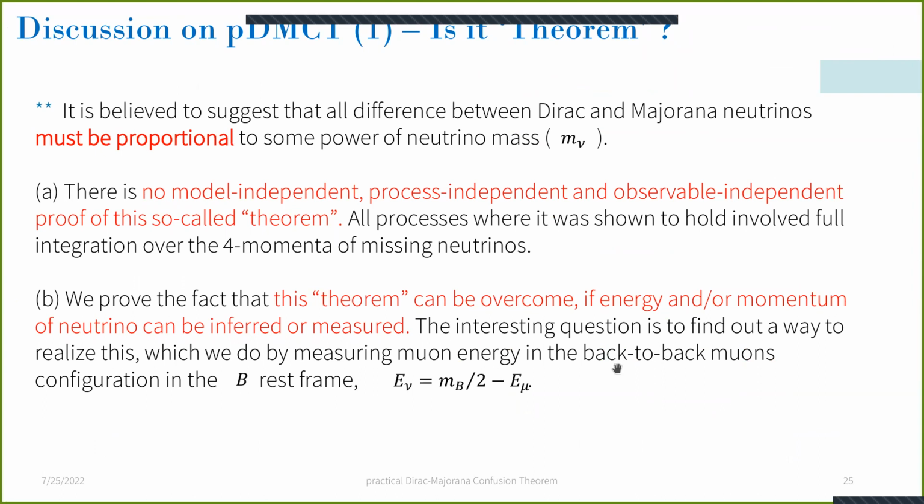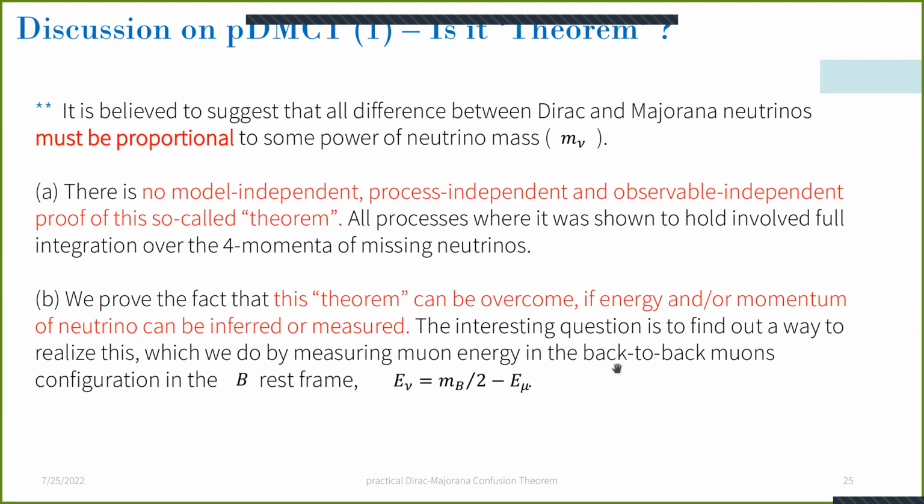I don't need to give the whole details, but I'll give one or two. But this is actually not a theorem at all. As I mentioned, nothing model independent, process independent or observable independent could be called a theorem. All the processes shown used full integration over the momentum of the missing neutrinos, so they computed the total cross-section this way. Now what I'm saying here, as I already mentioned, is that this theorem can be overcome if we can infer, measure or deduce some neutrino information, such as energy or momentum. Then we get distributions, not total integrals. With that information, we can do it. The way to do it is this one.